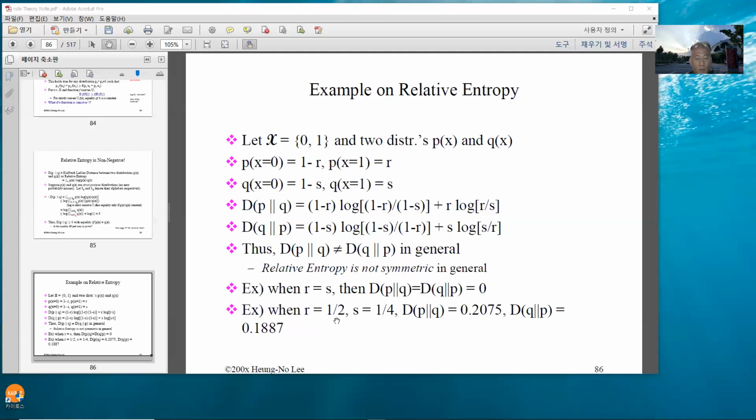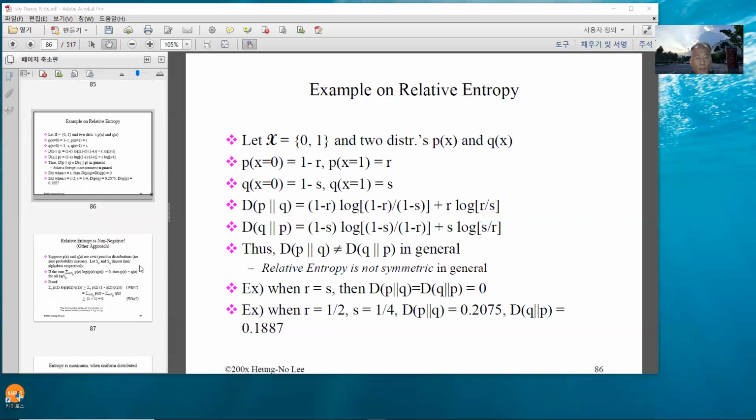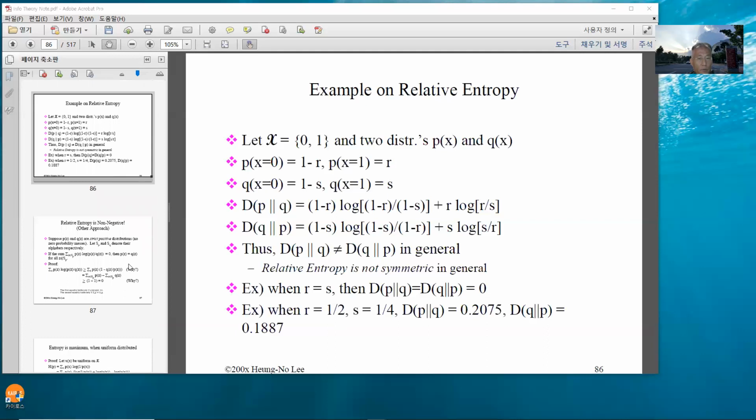When r is equal to half, s is equal to quarter, then D(P||Q) is 0.2075 if you use the calculator. And then D(Q||P) is equal to 0.1887. Okay, that's the example on relative entropy.